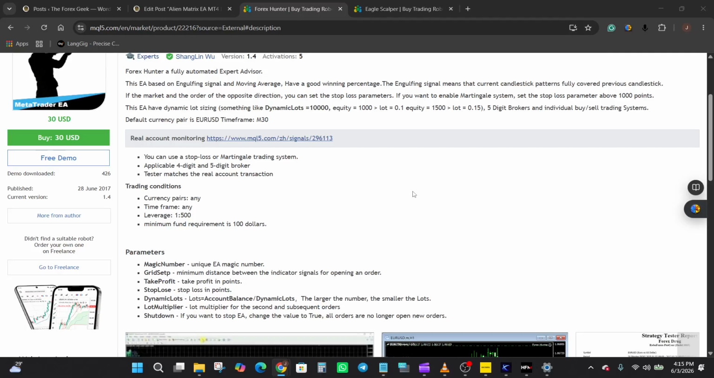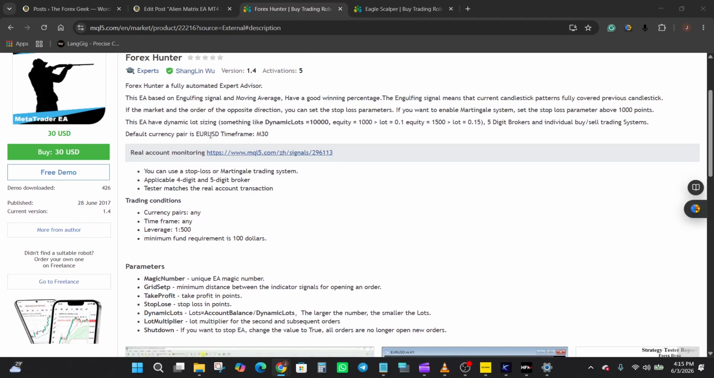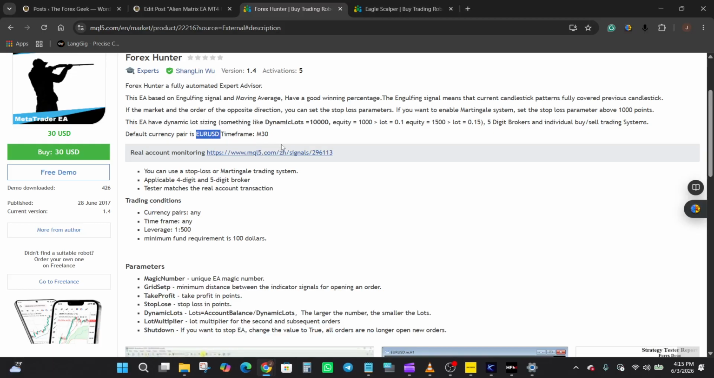It also mentions support for multiple currency pairs and different brokers, including both 4-digit and 5-digit pricing systems. Okay, the default setup is Euro USD on the M30 time frame, which gives a bit of context on how the developer originally intended it to be used, right? But now I'm going to move into the strategy tester and take a look at the historical performance and how this system behaves over time.